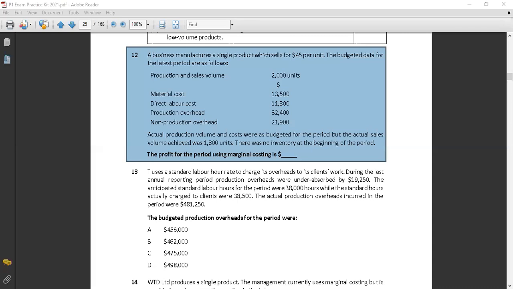Okay, the same set of data. There's no mention about which one is a fixed overhead. By default, material and labor.